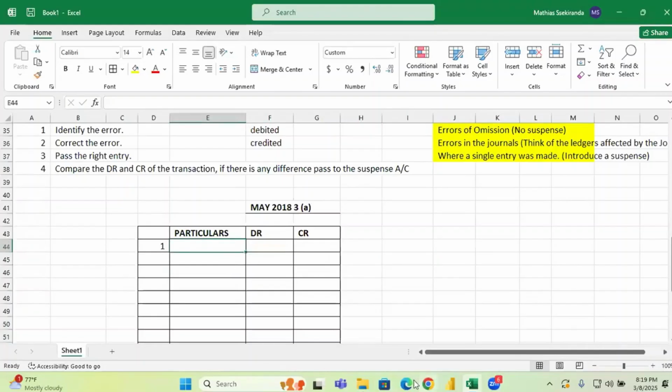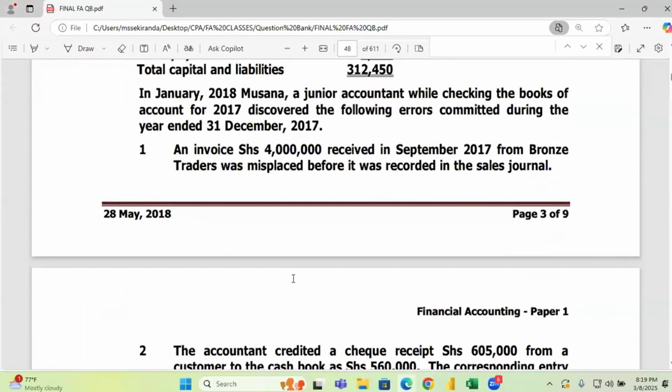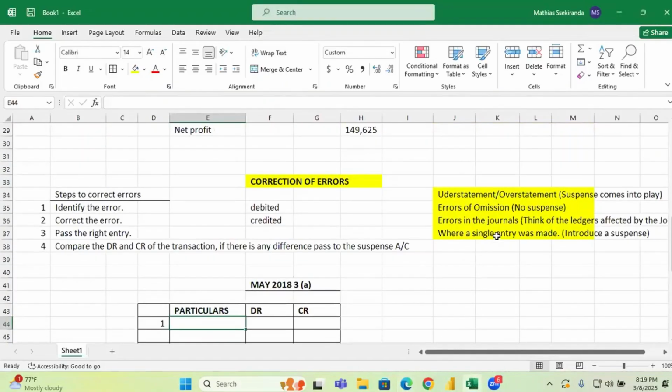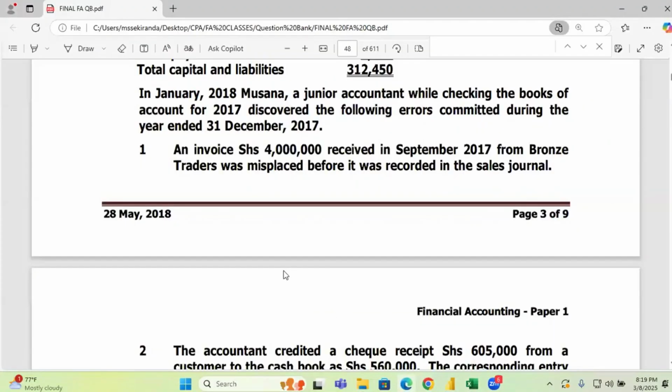Okay. Note number 1. An invoice of 4 million received in September 2017 from Bronze Traders was misplaced before it was recorded in the sales journal. Now, this is an error that is happening in a journal, the sales journal. And I've talked about something. When an error is in the journal, we should not follow these steps, but we rather think of the ledgers that are affected by this journal. So what ledgers are affected by a sales journal?